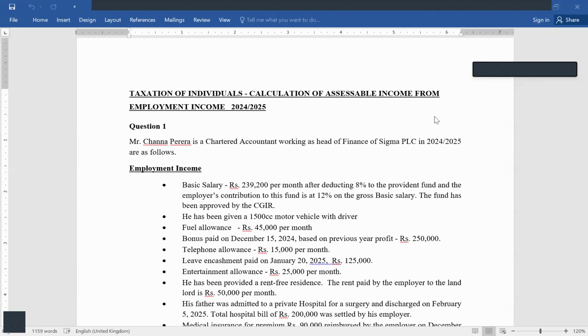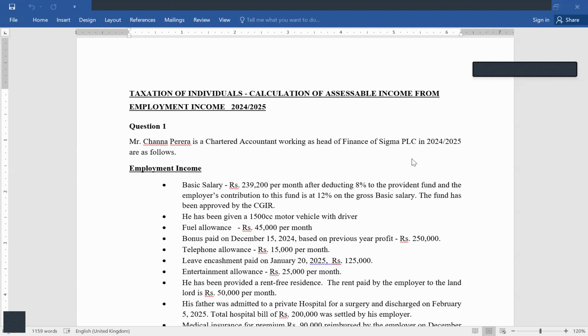Yes, good evening. Okay, we can start from this question because we have already finished our first income source, that is employment income. So I have given you some examples, questions with regard to the accessible income from employment. So that means how we have to calculate the accessible income from employment.